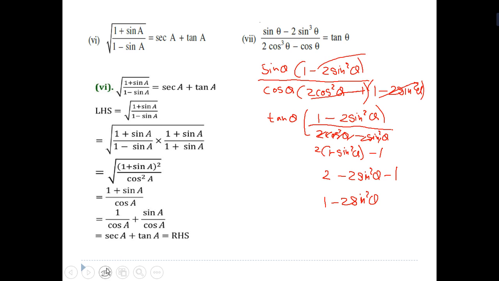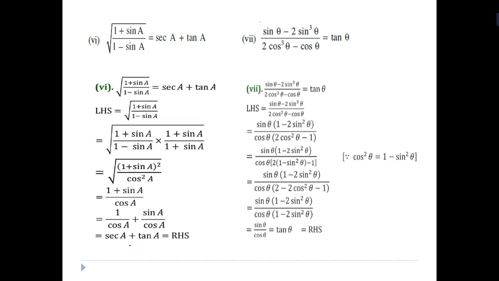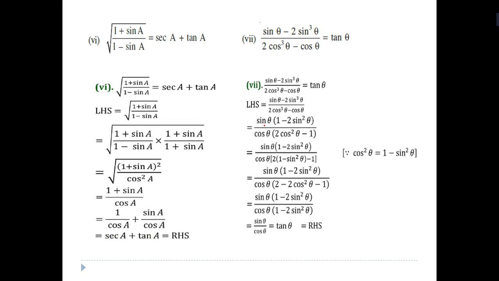Let me see whether we are correct or not. They take sin theta outside, in bracket 1 minus 2 sin square theta, divided by cos theta, bracket 2 cos square theta minus 1. Simplifying, we get tan theta times (1 minus 2 sin square theta) as it is. Instead of cos square theta, we write 1 minus sin square theta. If you open this bracket, then 2 minus 2 sin square theta minus 1, so 2 minus 1 is 1. So that should be cancelled. So sin theta upon cos theta, we get tan theta.